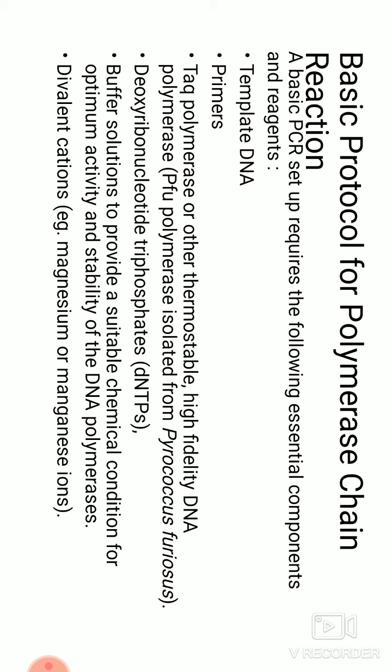Now Taq polymerase has a certain error possibility. So if you do not want any error during PCR, you can use something called Pfu polymerase, that is isolated from the bacterium Pyrococcus furiosus. Okay, so these are the components. That means you need a template DNA, primers, dNTPs, optimal buffer with divalent cation, and a polymerase, Taq polymerase.